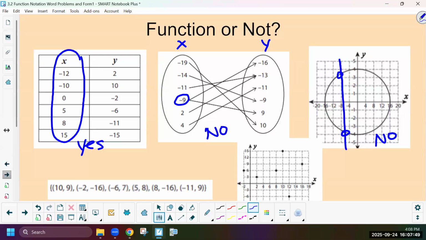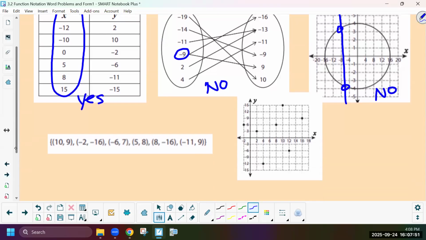All right, let's look at the bottom 2. So again, I'm only looking at the x value, which is my first number in the ordered pairs. And it does appear that every single one of them is unique. There are no repeats. So this is also a yes.